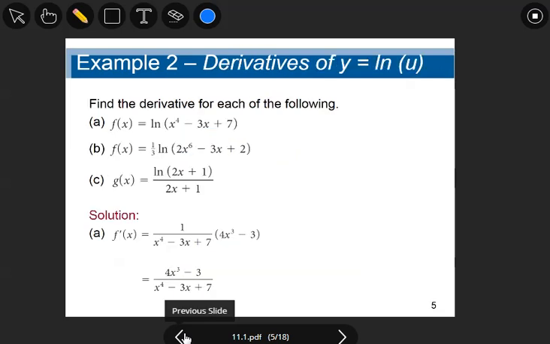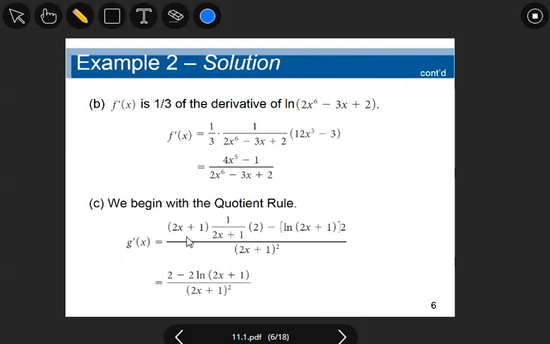And if you look at the third one, especially here it is a fraction, so you have to use the quotient rule definitely. Here you have to take the derivative of the first term, minus the second term, divided by (2x plus 1) squared. So this is your final answer.